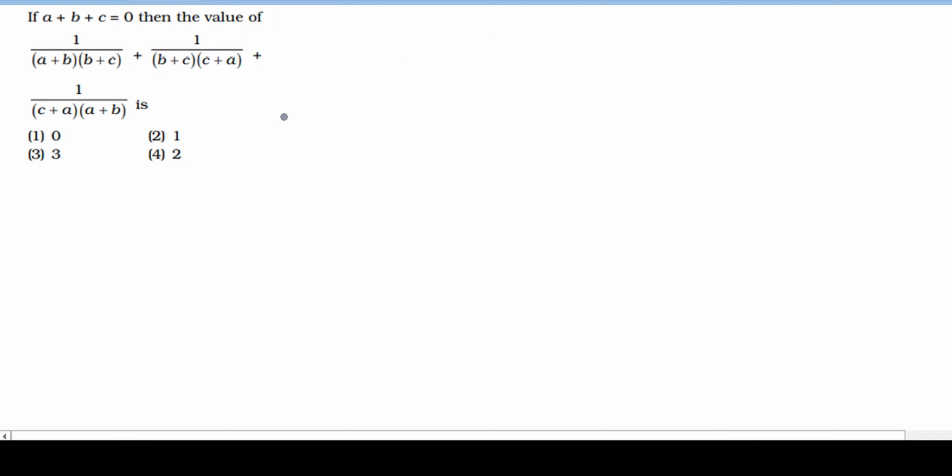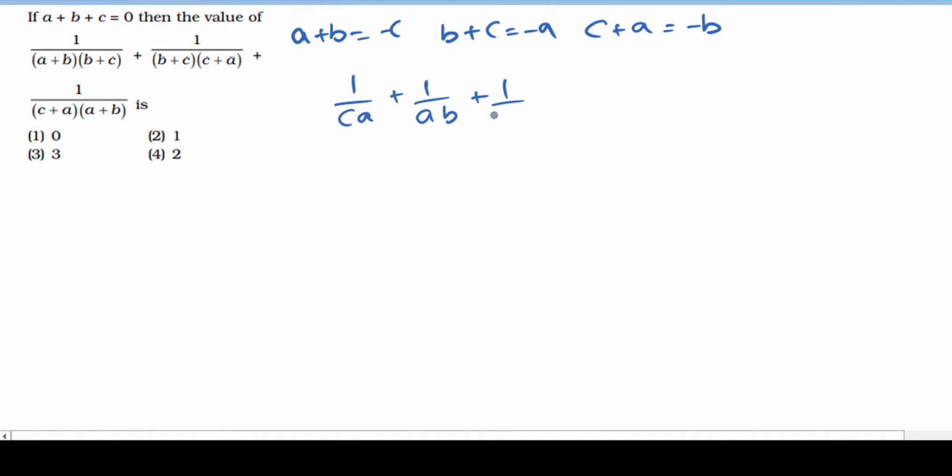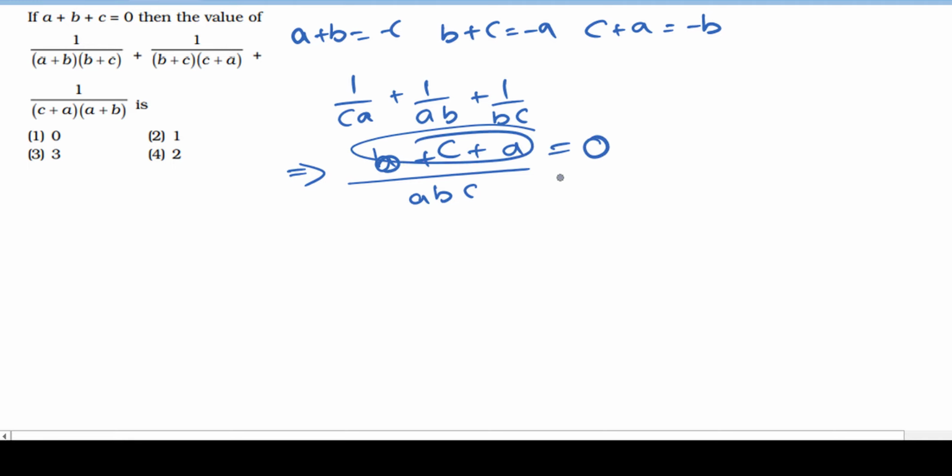Another simple problem: a plus b plus c is equal to 0, then the value of. So a plus b plus c is 0, then a plus b becomes minus c, b plus c becomes minus a, c plus a becomes, that's right, minus b. So we just substitute them. So what do we get? 1 by ca plus 1 by ab plus 1 by bc, right? Okay, let's hope for the best. What do we get? abc as LCM. Then we get b plus c plus a. Numerator part is equal to 0. So the answer is 0.